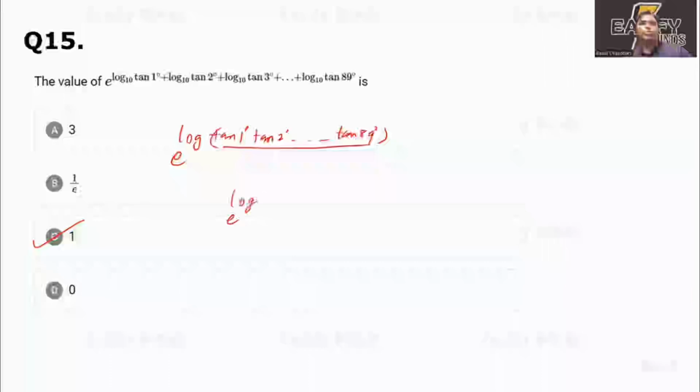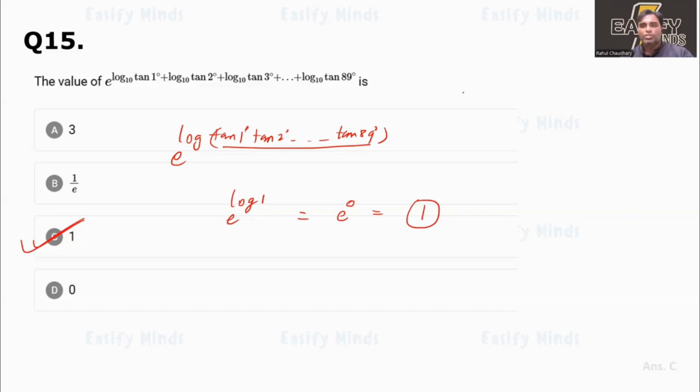And this value is 1, you know already. So e power log 1. Log 1 value is 0. So e power 0 is how much we are getting? 1. So that is option C. Clear? So we have covered 70 questions so far in 4 days.